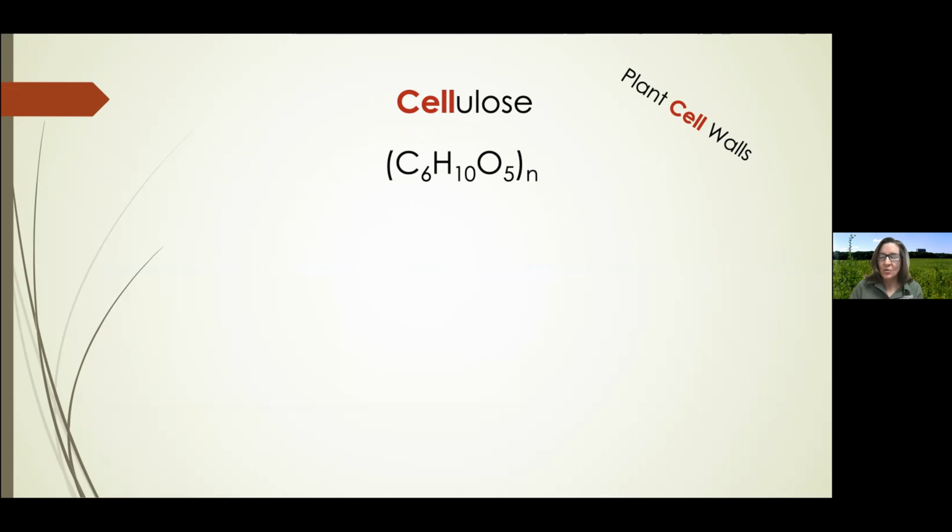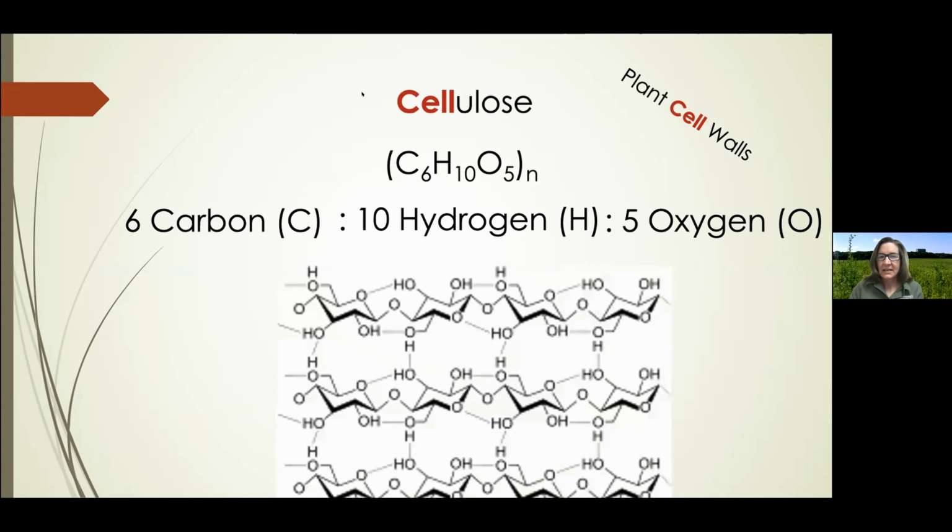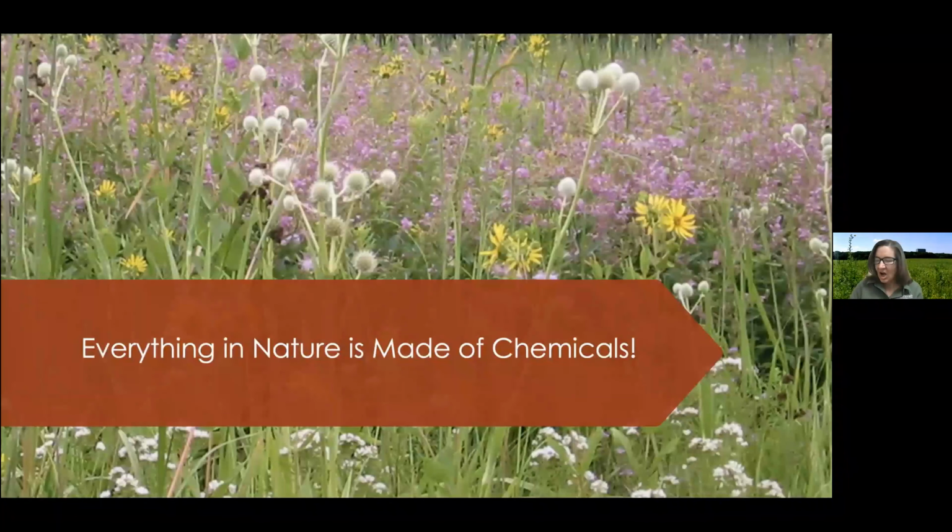And one final example of a chemical in nature. The cell walls of plants are made of cellulose. Cell is even part of its name. The chemical formula of cellulose is (C6H10O5)n, with a ratio of 6 carbon to 10 hydrogen to 5 oxygen. The n part means that this part of the molecule repeats over and over again to form a very large compound that we call a polymer. The large size of the cellulose molecule helps give structure to plants. All living and non-living things in nature are made of chemicals.